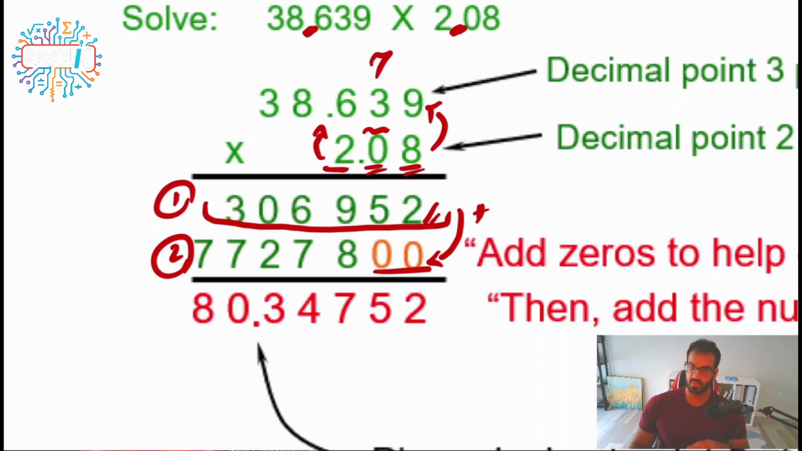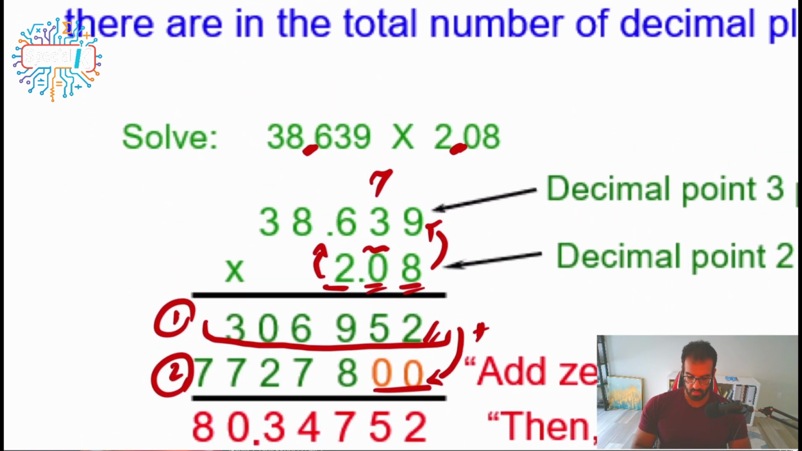If you remember, I told you that there's a small difference between decimals and whole numbers. Decimals, rather than just the whole number itself, have another number between 0 and 1 beside themselves. So at this point, what do I have? I have 38.639 and 2.08. Let's count how many decimal places we have. At this point, I have 3 decimals. At this point, I have 2 decimals.